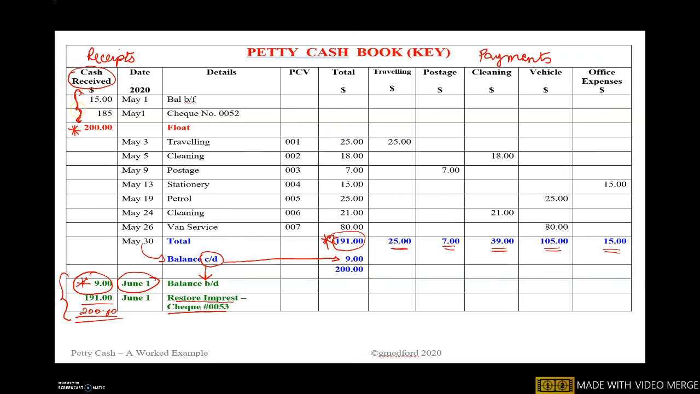Do you notice the similarity between June and May, which are the start of the period. So for every month, this is what is happening, or these are the transactions that take place in the petty cash book. And this is how the petty cashier balances off the petty cash book.